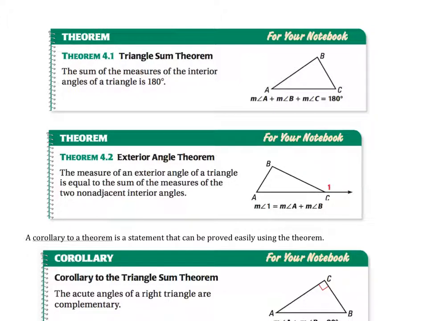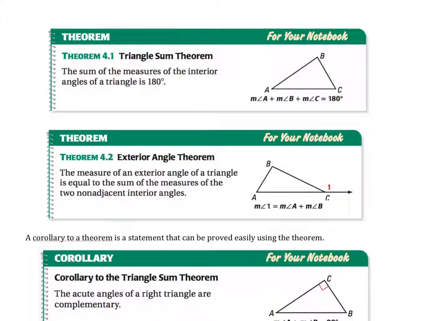So the first theorem is theorem 4.1, and it is called the triangle sum theorem. It states the sum of the measures of the interior angles of a triangle is 180 degrees. So basically it's stating that, and this is true for any triangle, if I take the sum of the interior angles of a triangle, they would all equal 180 degrees.